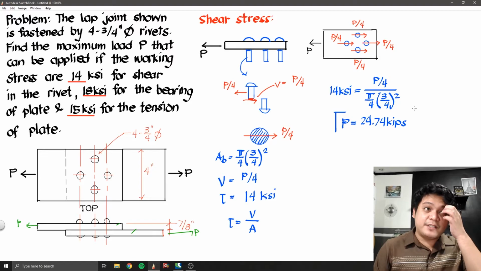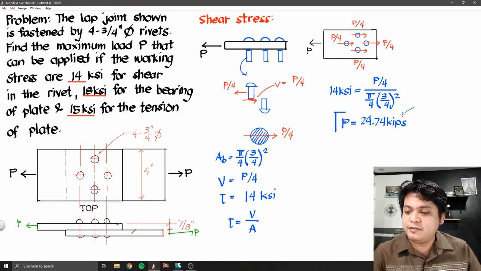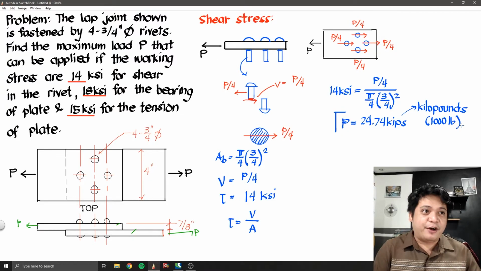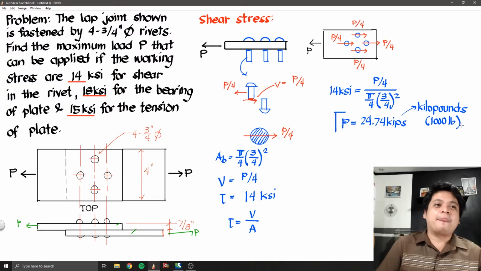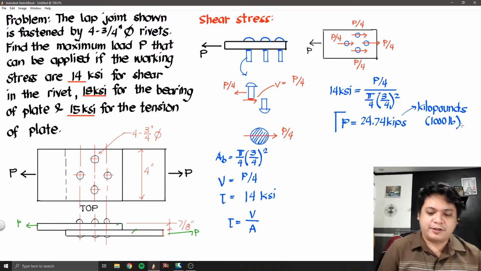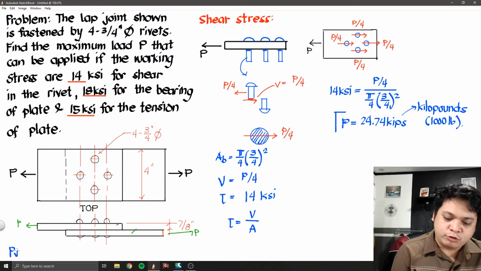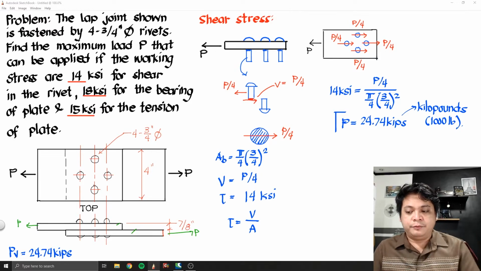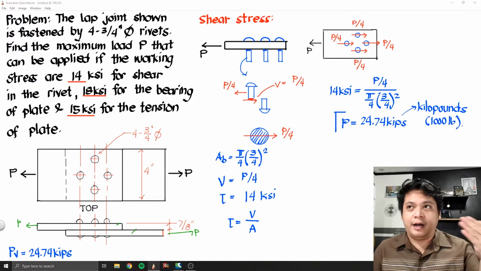Again, ibig sabihin ng kips, no? So, that is around kilopounds. So, this is called the kilopounds. Or that is around 1,000 pounds. Okay, pound force tayo palagi kapag deformable. So, wala tayong pound mass dito. Okay? So, you have your 24.74. So, lagay ko muna siya dito. Tawagin ko siya due to the force V. So, that's 24.74 kips.